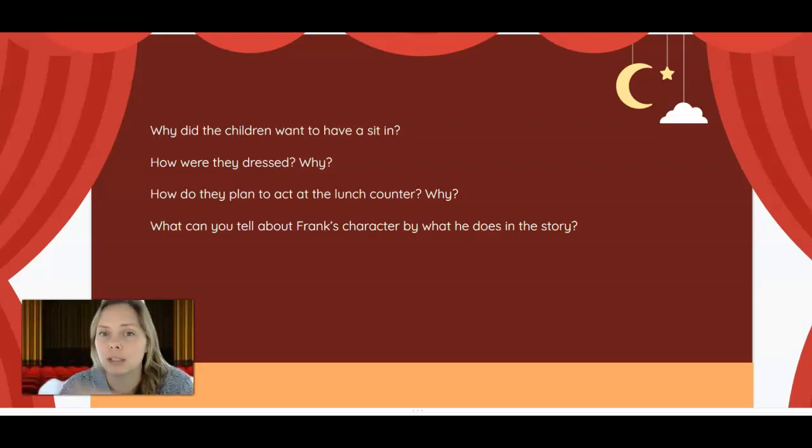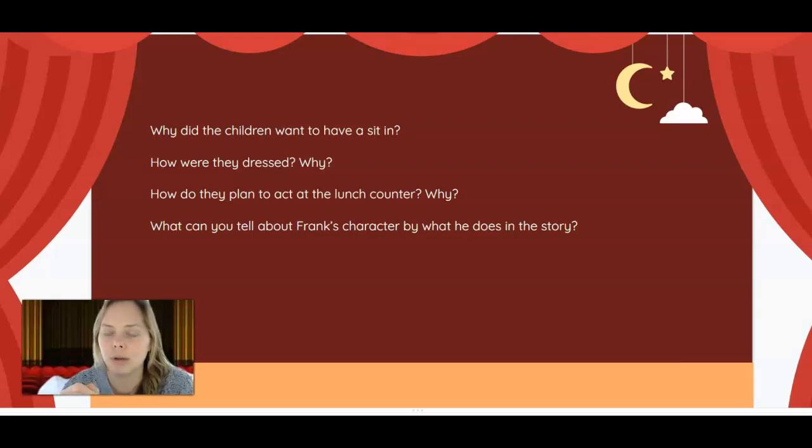Why were they dressed, or how were they dressed, and why did they dress that way? That's an important thing to kind of think on. There's a reason for it, and I want you to think about why. How did they plan to act at the lunch counter? Why? It tells you in that poem, if you go back and review, there's a reason why they made that plan. What was their reason?